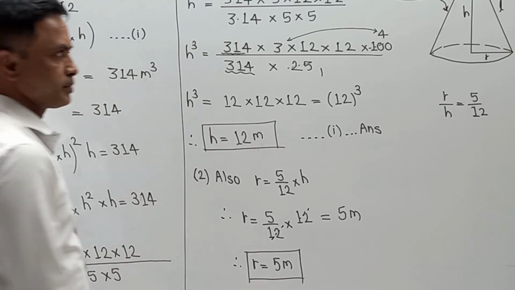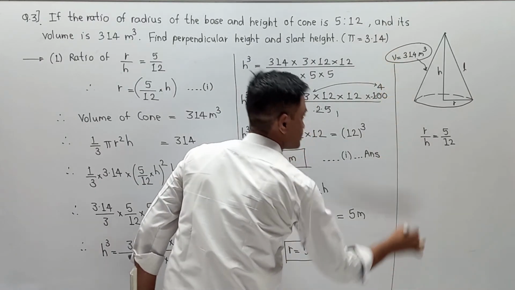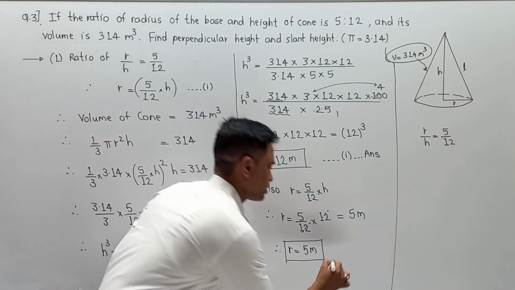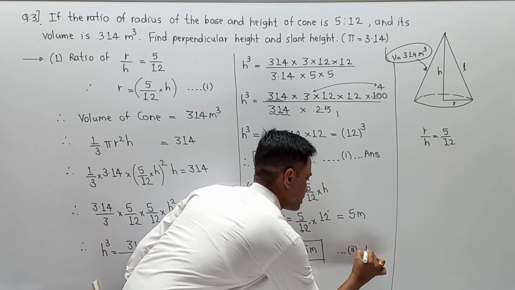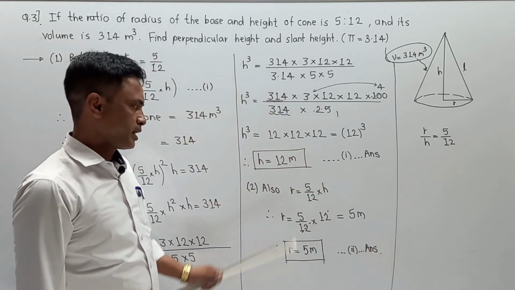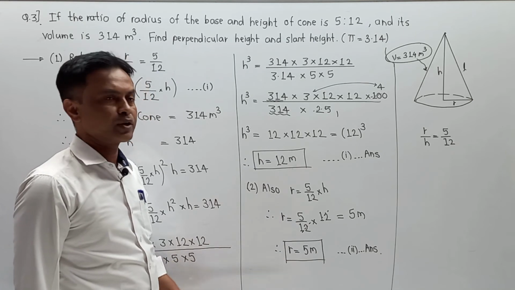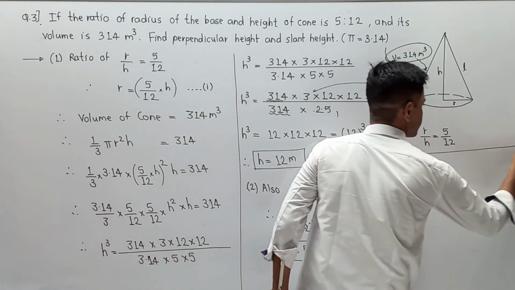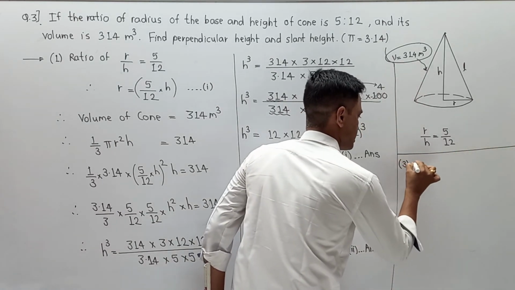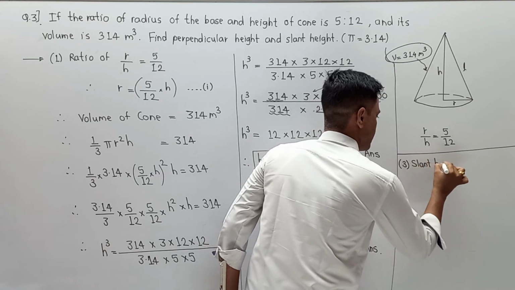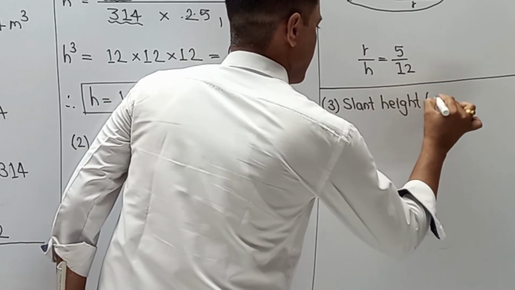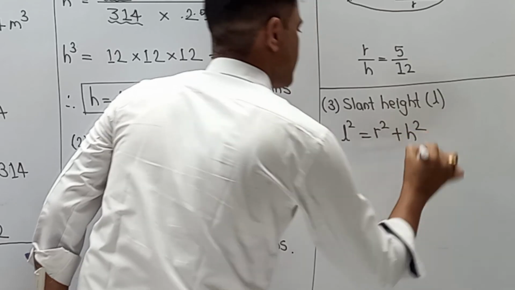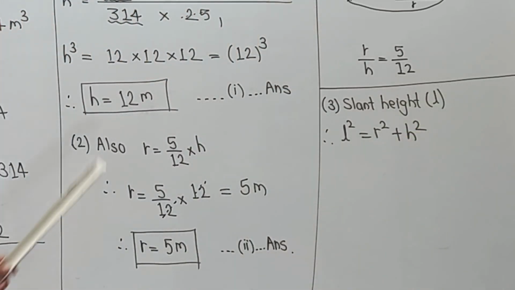Now here is the third part. As we are able to get r, which is nothing but our second answer, our third and main target is, with the help of h and r, to calculate the slant height. So I am going to start the calculation for slant height. The third part: slant height L. We know that L square is equal to r square plus h square. Now radius r is 5 meter and h is 12 meter.